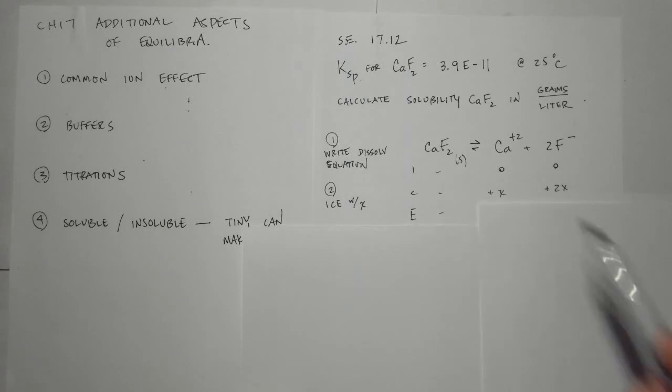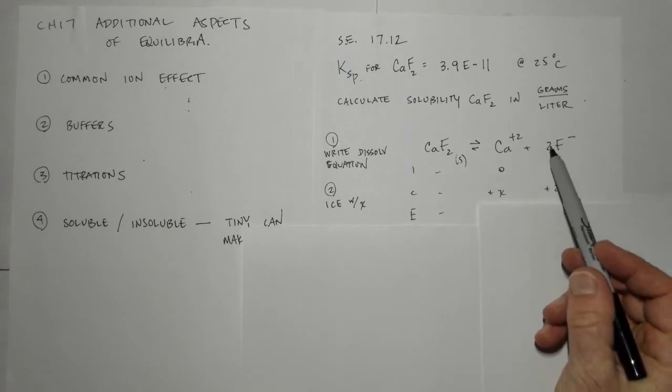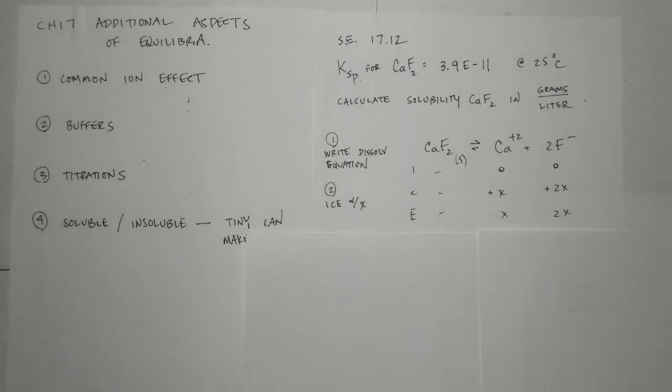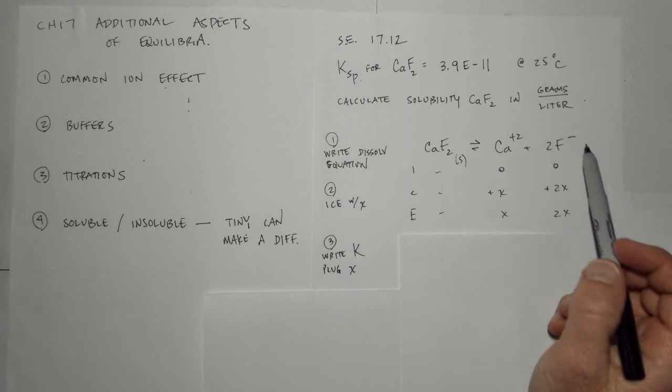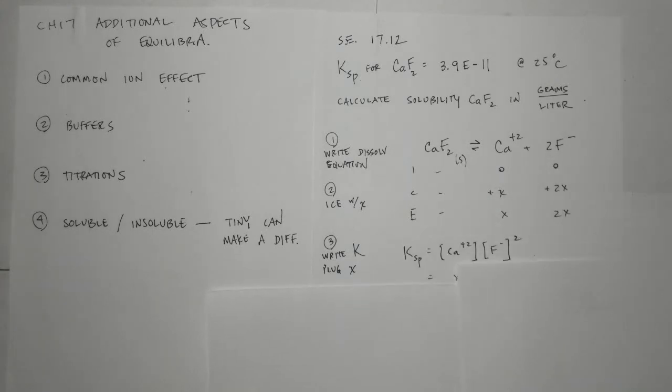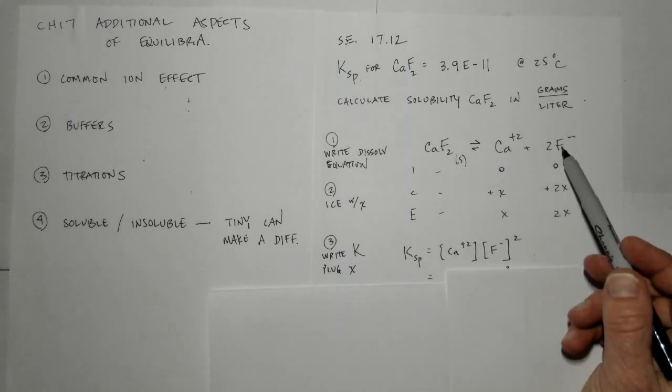And so we'll get X amount of this, and we'll get 2X amount of this. And then in the end, 0 plus X gives us X, and 0 plus 2X gives us 2X right here. So once we have the ICE table completed, then we can write the K, or the equilibrium constant, the Ksp for this reaction, products to the power of coefficients divided by 1. So the products are calcium to the first power, fluoride to the second power.